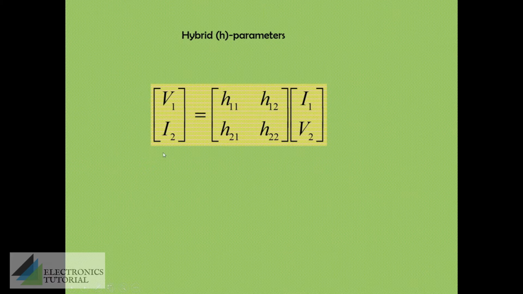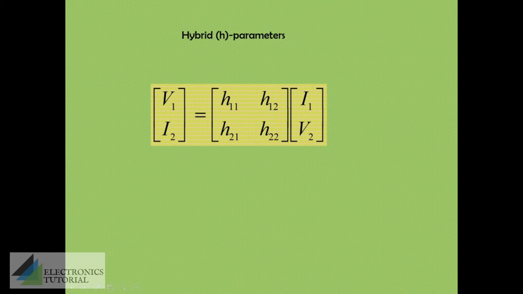Here we can see that the input matrix consists of voltage and current values, of the input port and the output port. And the last matrix is also like that. It also has the current and voltage terms of the input port and output port. So the hybrid parameters define a mixed up effect of voltage and current terms in the input and output ports. The hybrid parameters are defined as H11, H12, H21, H22.